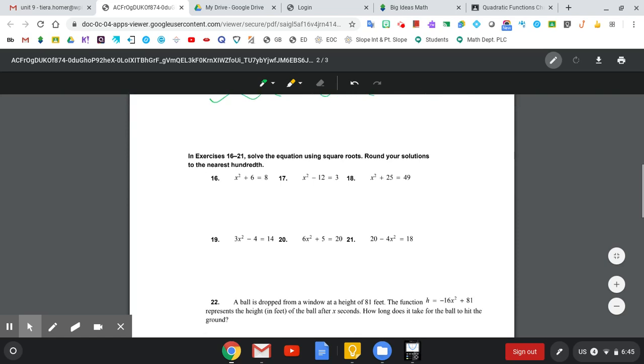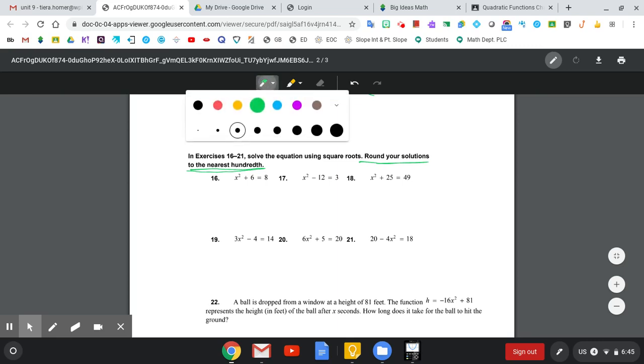So let's move on to number 16 through 21. It says to solve using square roots, round your solutions to the nearest hundredth. So notice in the directions it says to round to the nearest hundredth. So we're going to be using our calculators. So the same steps as before. I'm going to start by getting the x squared by itself.